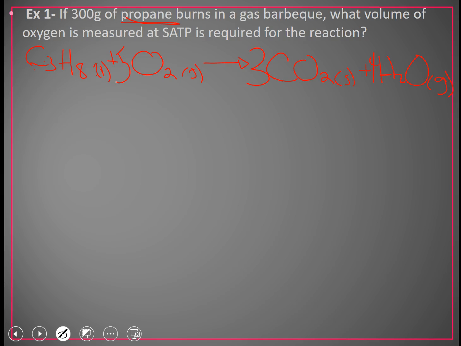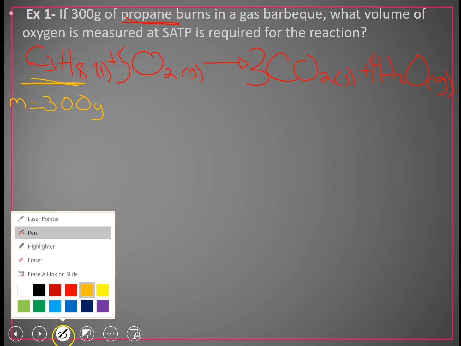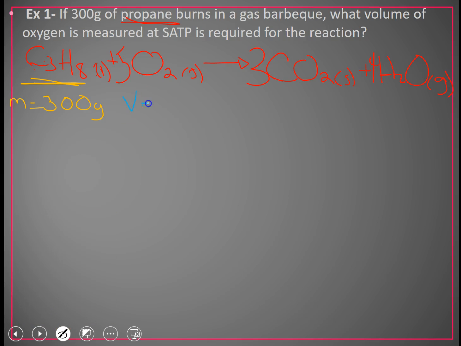Okay, so then I'll write what I know underneath all of these pieces of information. So they're telling me that 300 grams of propane is burned, so I'm just going to do propane here in orange. So the mass of propane is 300 grams. And then I'll do oxygen here. They're looking for what is the volume of oxygen. And so when I look at this, I already know what 2 formulas I'm going to have to use and where. For propane, what formula am I going to have to use?